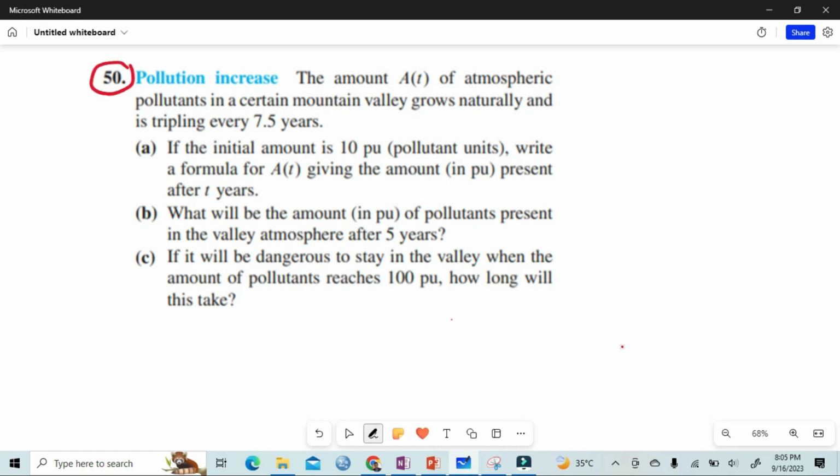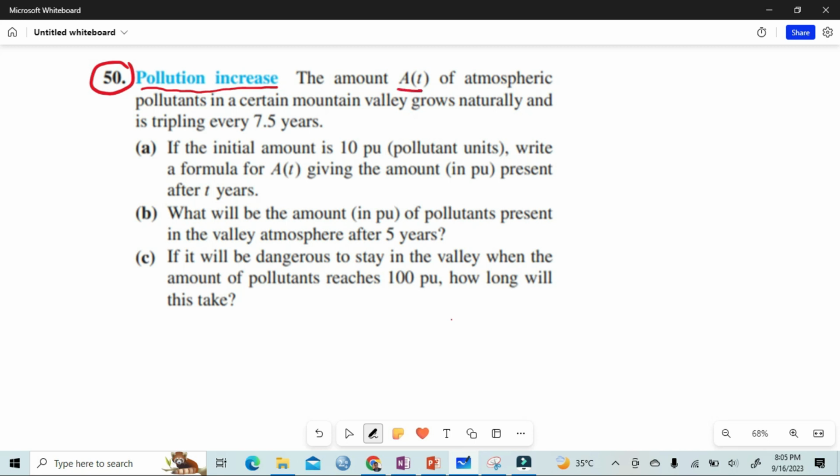Look at this problem number 50. The amount A of t. So this is pollution increasing. When it is increasing, it is a population growth type, isn't it? So we will write a differential equation for this one.